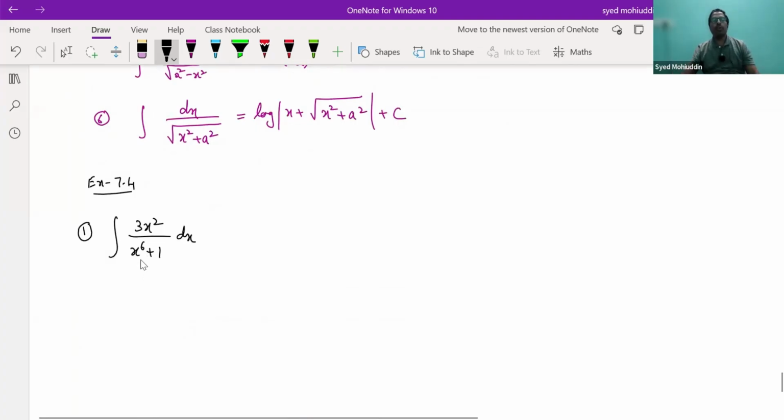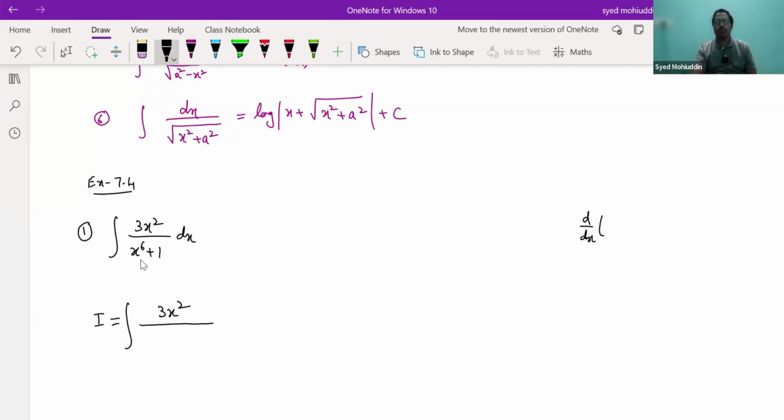But since you have x in the numerator and denominator, we can go for the substitution method. So use the substitution method and convert this into any of the formulas that you have written above. How can we use the substitution method over here? For that, this 3x square will be written as it is. I have to write this x power of 6 in such a way that if I differentiate, I get 3x square. But the moment you differentiate x power of 6, you get 6x power of 5. But x power of 5 is not there, x square is there.